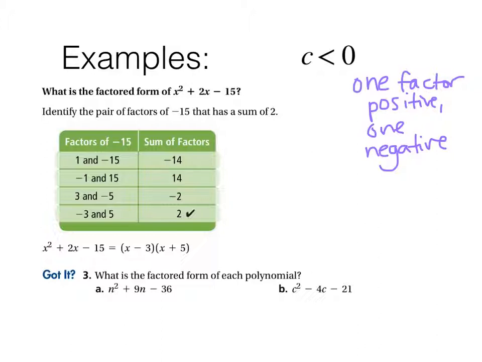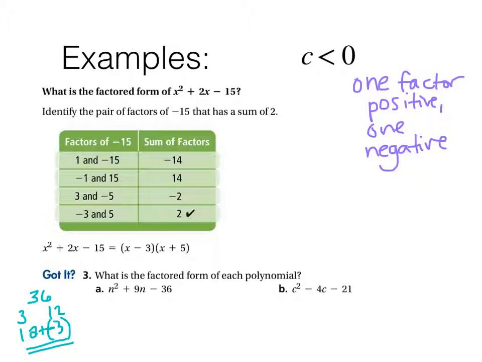So I'm going to do this my way, where I just talked about a minute ago, where I'm going to look for factors of 36, but I'm going to look for them to have a difference of 9. So let's list my factors of 36. 1 and 36, no, clearly not. 2 and 18, no, clearly not. 3 and 12, that's it, 3 and 12. And 12 minus 3, or 12 plus negative 3 is what would give me a 9. So that's my two numbers, 12 and negative 3.